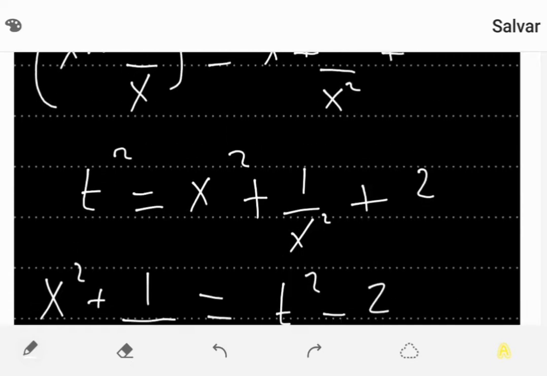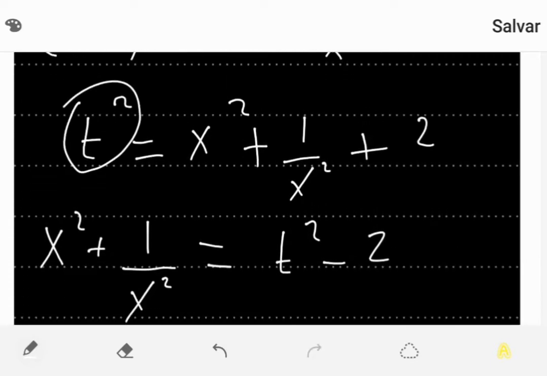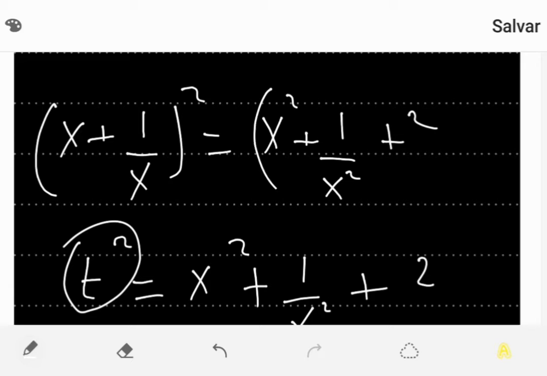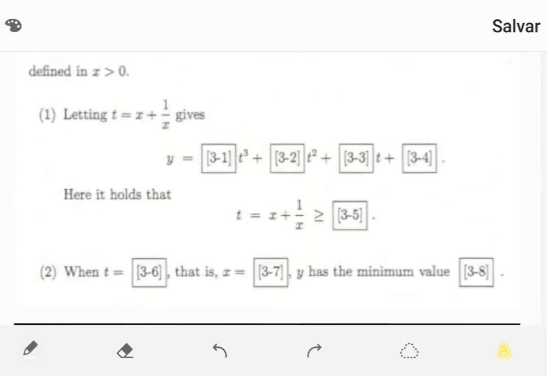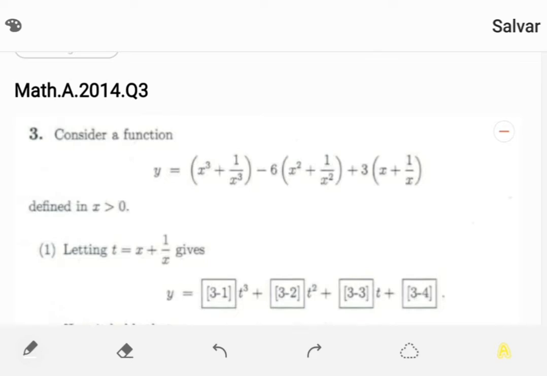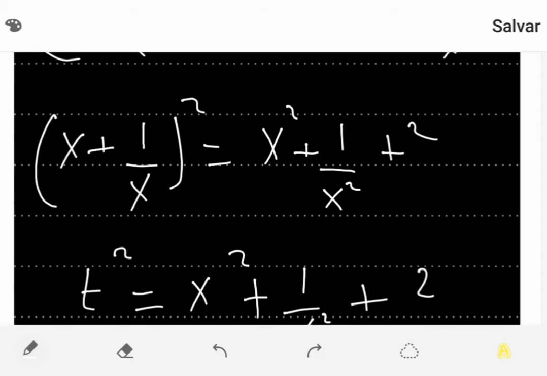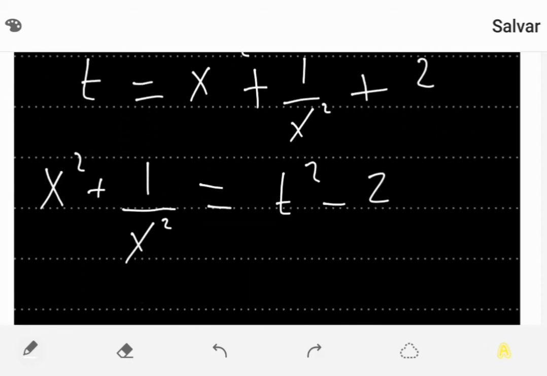But over here, what was the goal? Why did I put t squared, and why was I happy with this? Because this is what we had in the question over here. We had minus 6 multiplied by x squared plus 1 divided by x squared. So this is something that we need to note over here. So this equality over here is good for us to have, right?